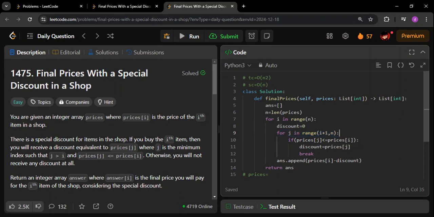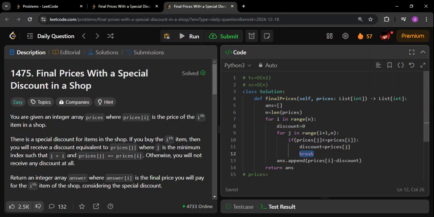Now I'm checking each j, remember this is the j, this is the i. Whichever j first satisfies this particular property is going to be the minimum. Why? We are starting from the lowest possible index, which is i plus 1 till the last. Remember that. So I'm checking which index first satisfies this property: prices of j is less than or equal to prices of i. Whichever satisfies that, I'm going to break right there. I will not proceed after that.